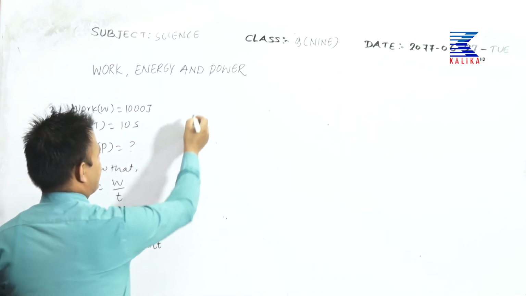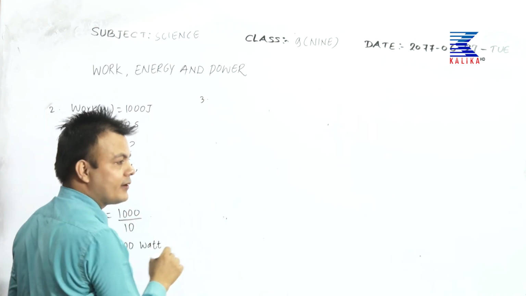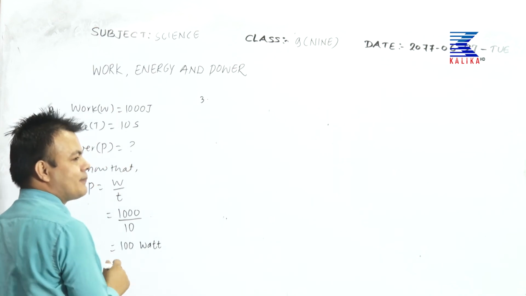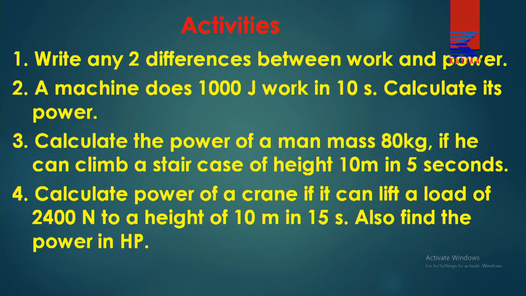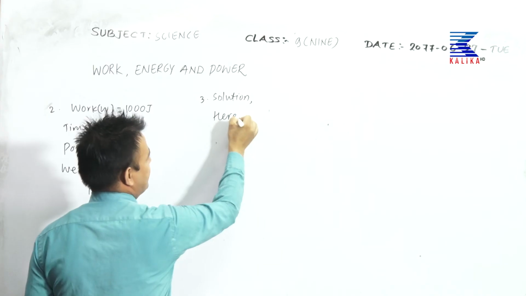Okay, let's talk about question number 3. Calculate the power of a man, the mass 80 kg, if he can climb a staircase of height 10 meter in 5 seconds. So quickly write down the question or just take a picture and let's think about that. I would like to give you the hint of question number 3.